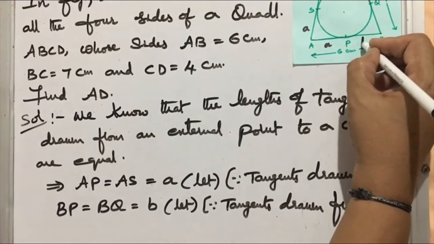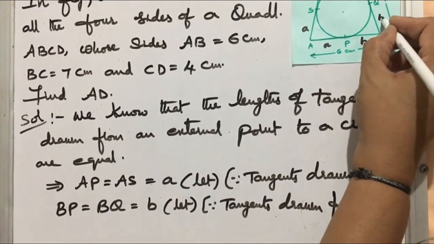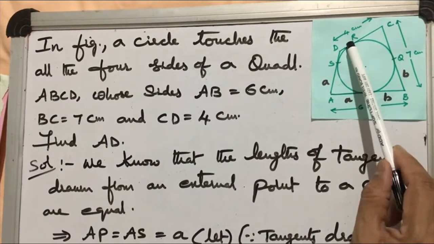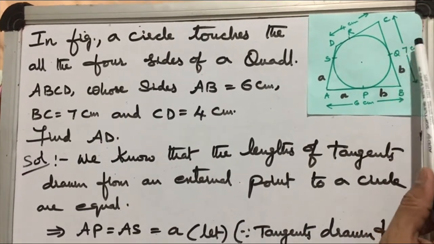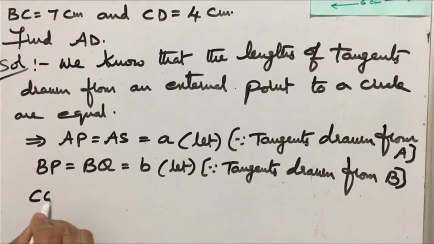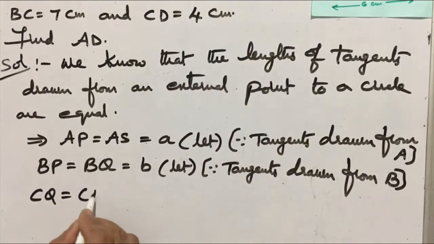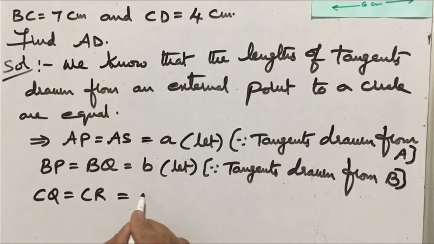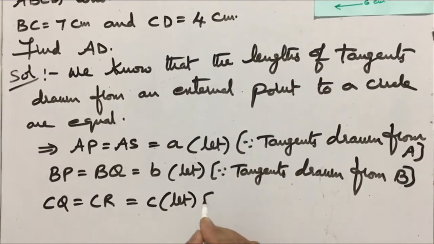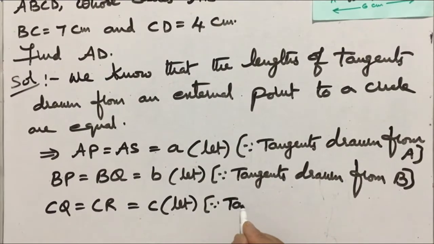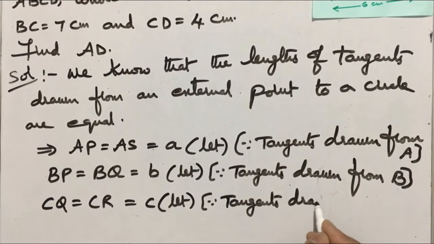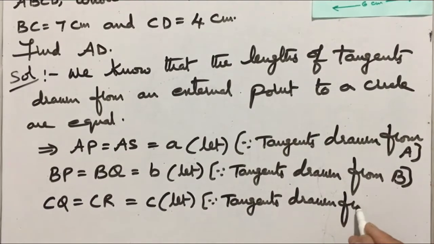So this one I am taking as a small b, and here also b. And from C, here CQ is equal to CR, because they are the tangents drawn from C. CQ is equal to CR. So I am naming it with a small c. The reason is they are the tangents drawn from C.